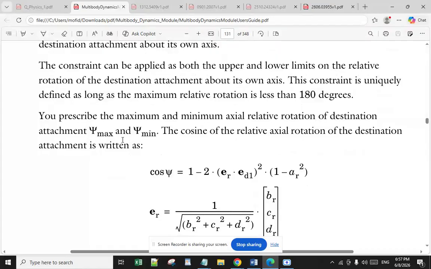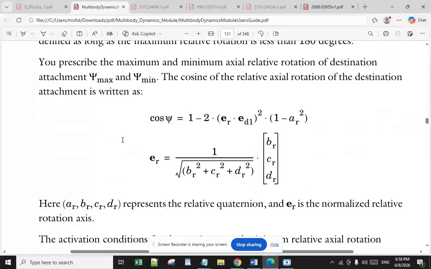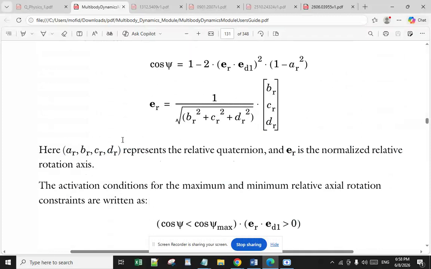The cosine of the relative axial rotation of the destination attachment is written as cos zeta equals 1 minus 2 multiplied by (er · e_df1)^2 multiplied by (1 minus er^2). Er is equal to 1 divided by the square root of b_r squared plus c_r squared plus d_r squared, multiplied by the matrix with the only column b_r, c_r and d_r. Here a_r, b_r, c_r, d_r represent the relative quaternion and er is the normalized relative rotation axis.